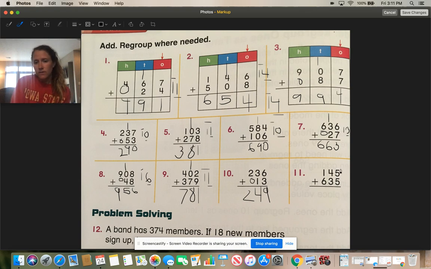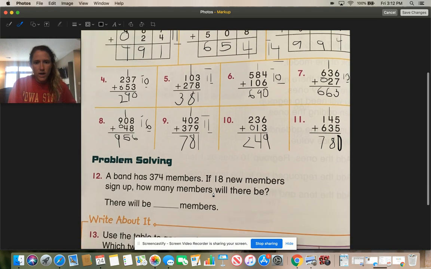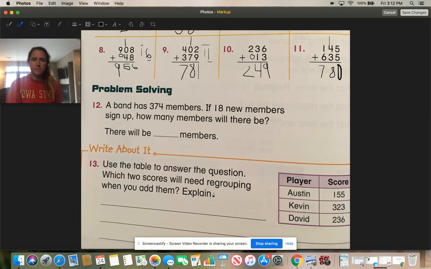Number 11, 5 plus 5 is 10. We can't fit both numbers below, so we'll put the 0. The 0 goes below. The 1 goes above. 4 plus 1 plus 3 is 8. And then 6 plus 1 is 7. 780. Hopefully, second graders, you had an okay time following along with that.